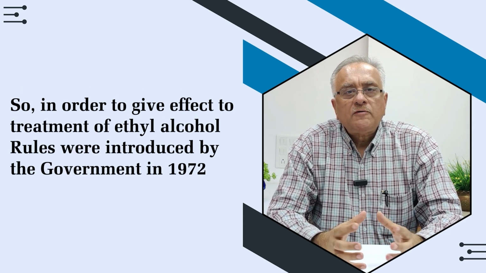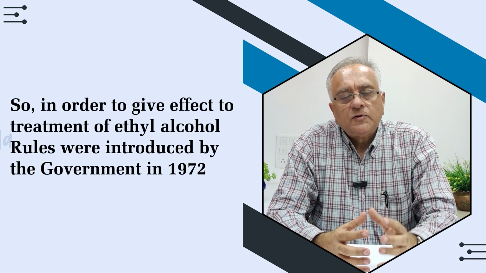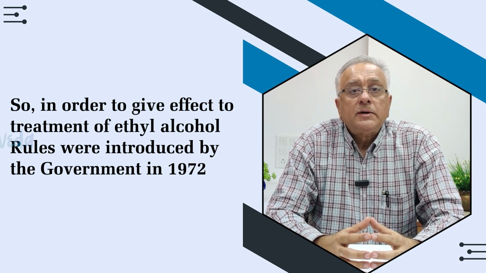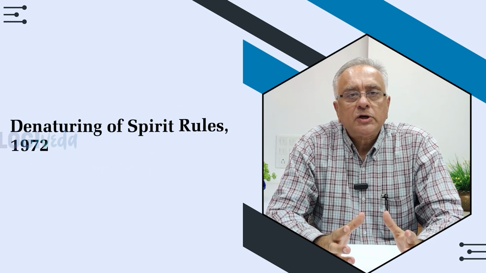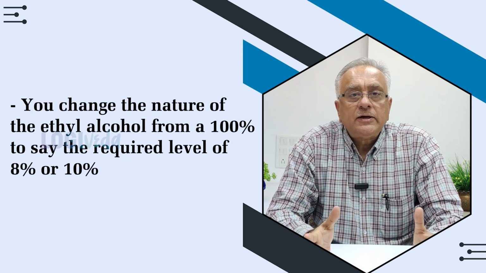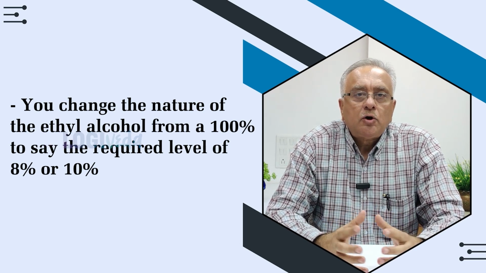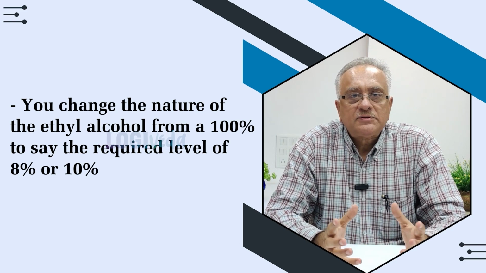So in order to give effect to treatment of ethyl alcohol, rules were introduced by the government in 1972. These rules were known as Denaturing of Spirit Rules 1972. So you change the nature of the ethyl alcohol from 100% to say the required level of 8% or 10%.